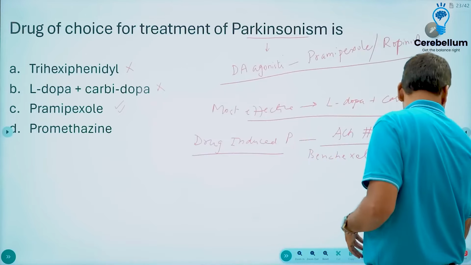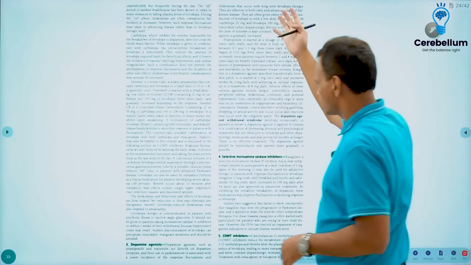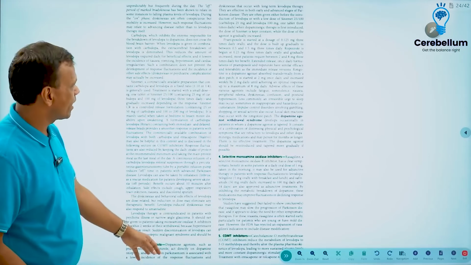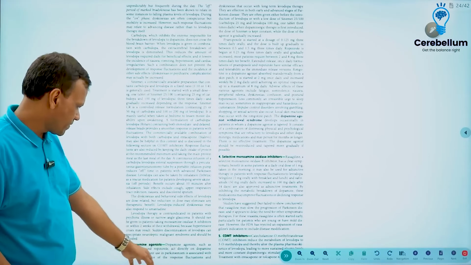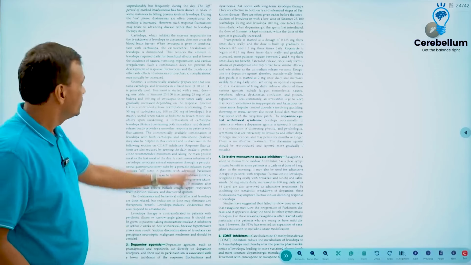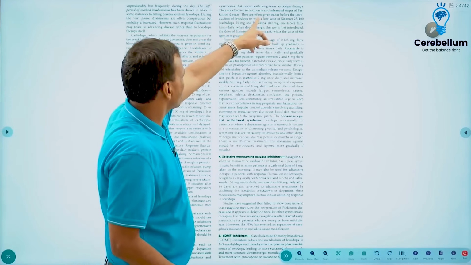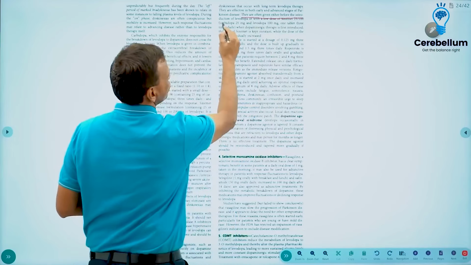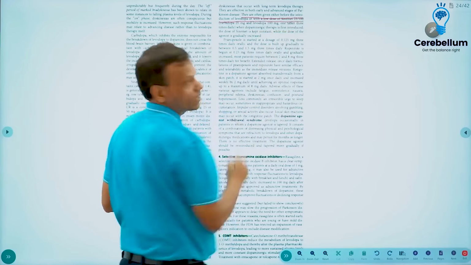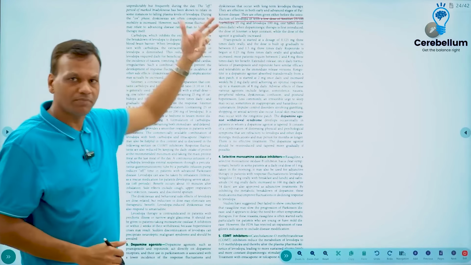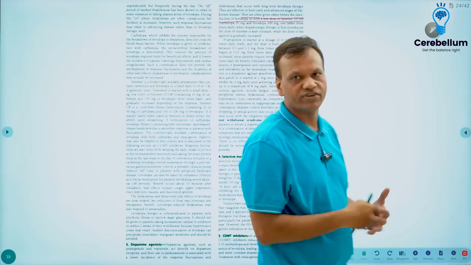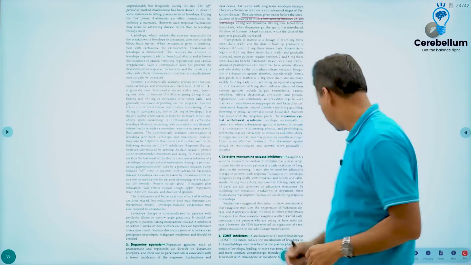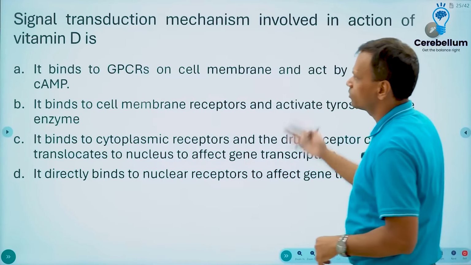Okay. So again, you can see a reference. This is Harrison. Harrison is writing that dopamine agonists such as pramipexole and ropinirole act directly. They are effective in both early and advanced stages. They are often given either before the introduction of levodopa or with a low dose of levodopa. So that means before levodopa they are first given, so they are obviously the drug of choice. Okay. So this controversy is also clear, right? Good. So moving to the next question.